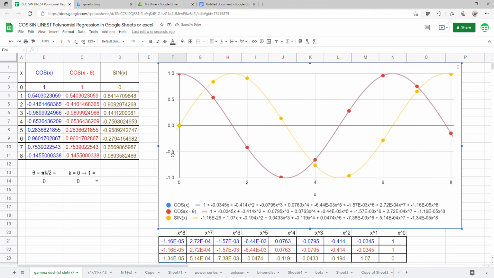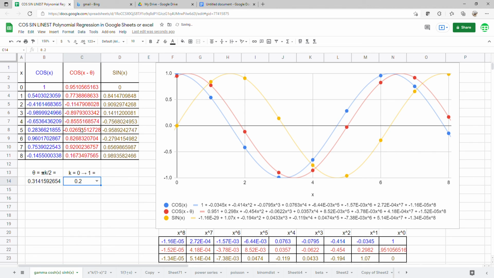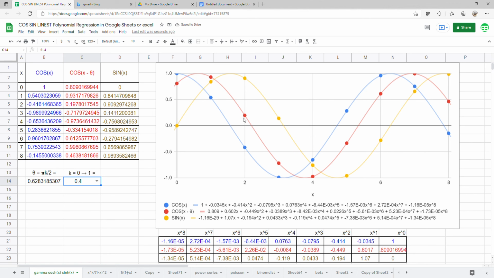Right now, these values are the same. These are the polynomial regression coefficients. So these values, the first two, are the same. Let's move k to 0.2. You will notice they are no longer the same, and the red trend line is moving to the right. Change this to 0.4. Now it's getting farther.